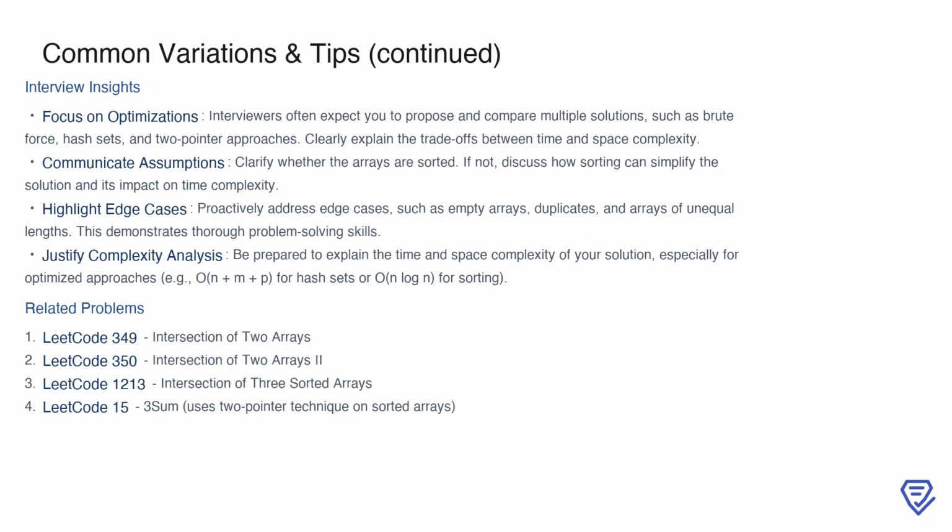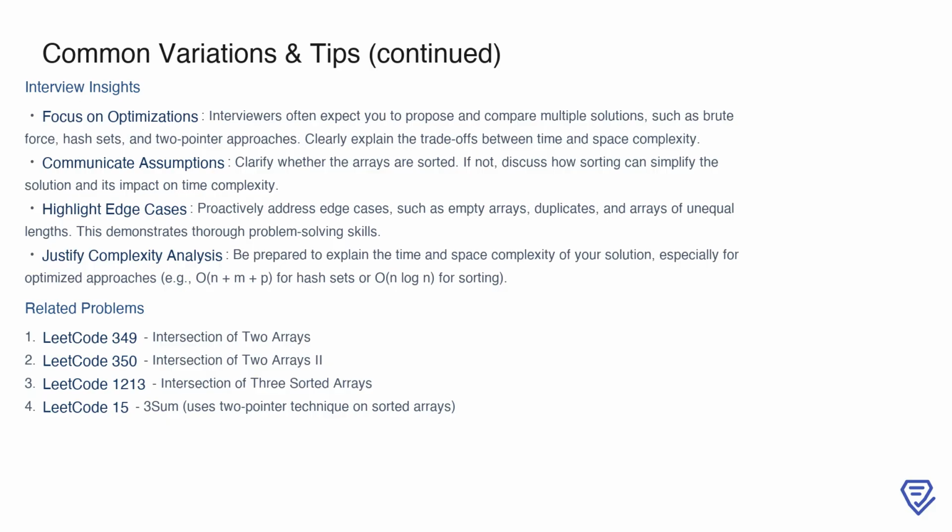In an interview setting, it's important to go beyond just solving the problem. Focus on optimizations and demonstrate your ability to propose multiple solutions. For example, you can discuss the trade-offs between brute force, hash sets, and two-pointer approaches, highlighting their differences in time and space complexity. Clearly communicating your assumptions is another key aspect. If the arrays are sorted, you can explain how that simplifies the solution. If not, mention how sorting impacts the time complexity and why it might be necessary. Interviewers also appreciate when you proactively address edge cases, such as empty arrays, duplicates, or arrays of unequal lengths, as this shows thorough problem-solving skills.